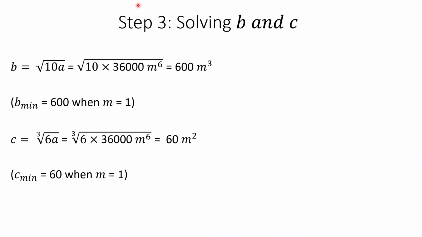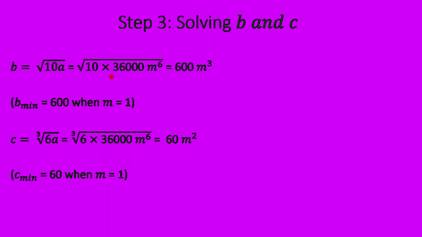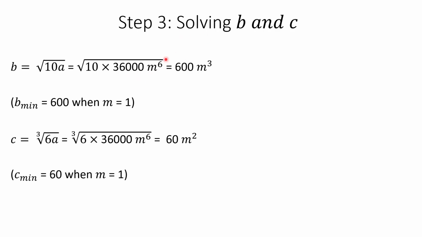So now that we found a, what's left is to find b and c. b is equal to root of 10a, which is equal to root of 10 times 36,000 m to the power of 6, which is 600 m to the power of 3. And the minimum for b would be 600 when m is equal to 1. c is also the cubic root of 6a, which at the end gives us 60m squared. And the minimum for c would be 60 when m is equal to 1.